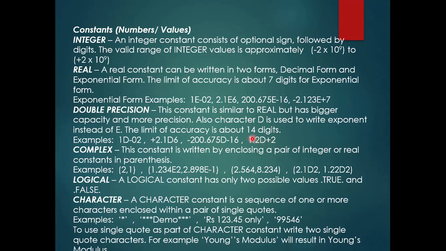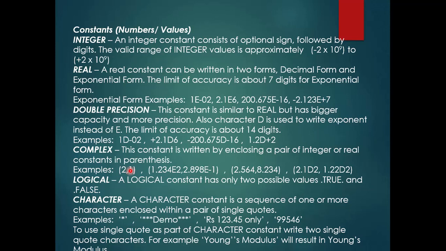Then there is a complex data type. So here we have to enclose a pair of integer or real constants in parentheses. So we can either write here 2 comma 1, or we can write down here 1.234 into 10 to the power 2 comma 2.898 into 10 to the power minus 1. So likewise we can just combine real as well as integer into the parentheses, and that is the complex form.